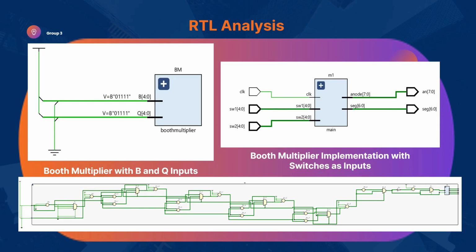Let's proceed to the RTL analysis. The first two figures show the Booth multiplier with B and Q on the left image as the inputs, and on the right side, it is the implementation using switches with clock. The figure below shows the schematic diagram of the program as well as the expanded view of the Booth multiplier using different combinational and sequential gates.